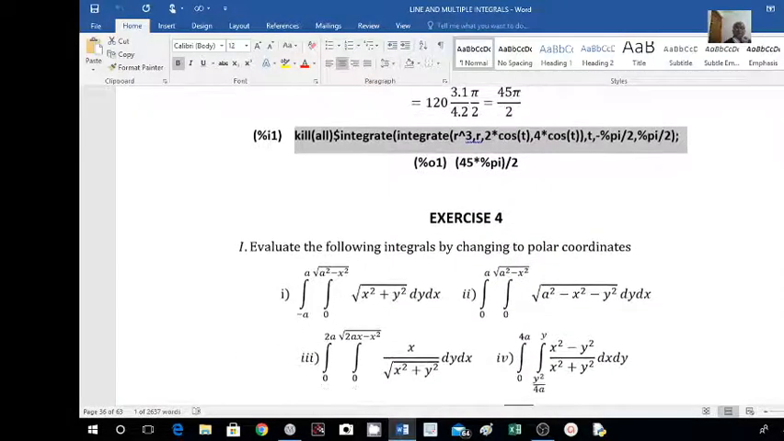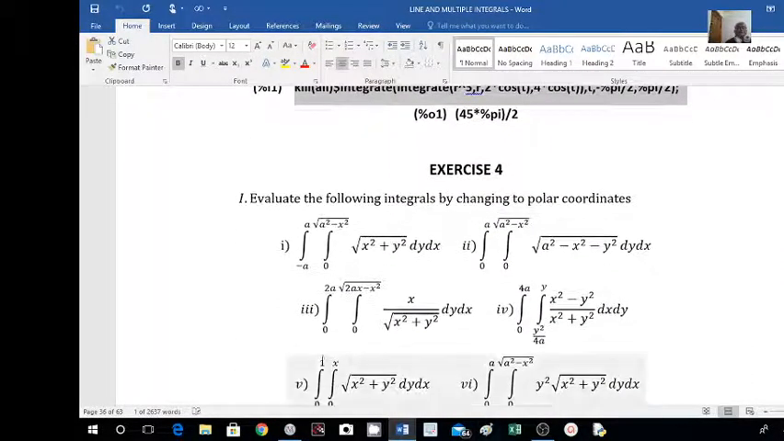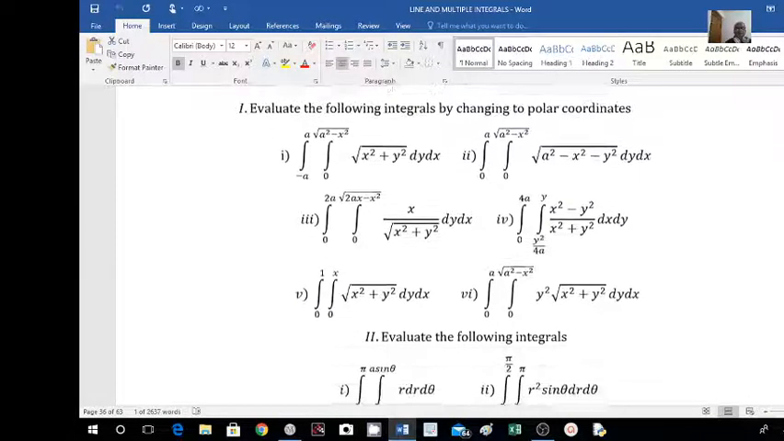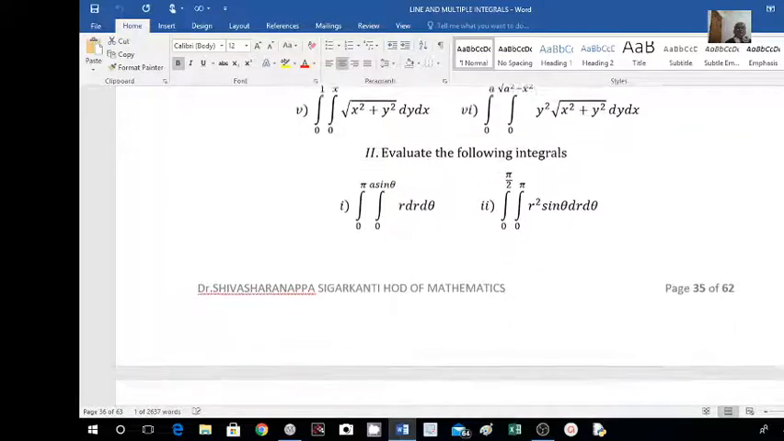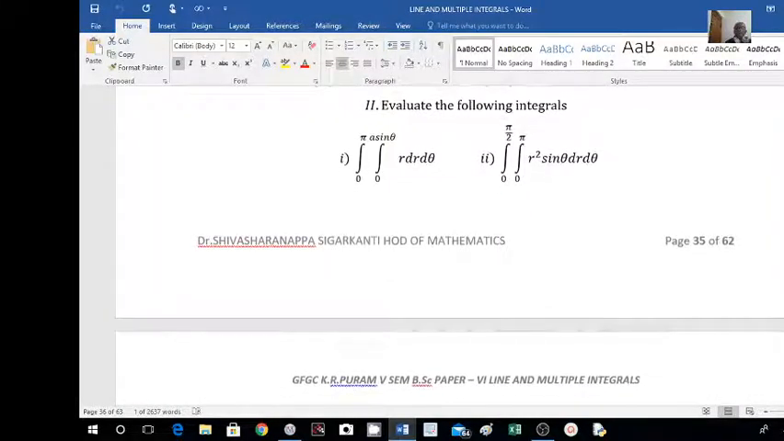So these are some examples. Evaluate the following integrals by changing to polar coordinates. Just put x equal to r cos theta, y equal to r sin theta, find the region here, and then write the limits of r and limits of theta. And these are integrals in polar coordinates only. Just directly we can integrate these, R and theta are there.